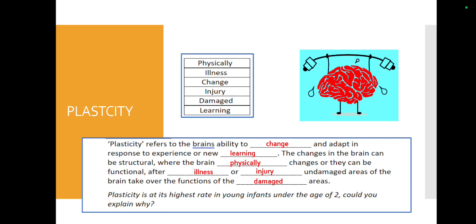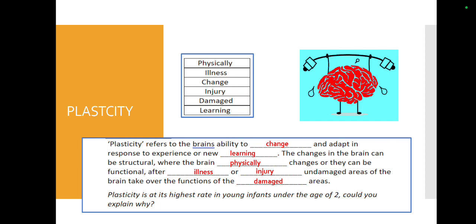So that's what we call functional recovery, where a different region of your brain can pick up any damaged areas or lost functions of the other region. Now, we also tend to say that plasticity is at its very highest peak in young infants who are typically under the age of around about 2. And we need to try and explain why and pop this into our booklet.